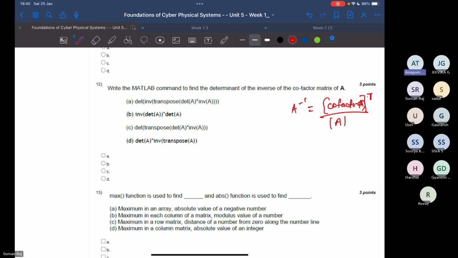If you see in A, B, C, D, there is no matching with this. I see one of the answers there. Actually, this cofactor transpose is called the adjoint of A. There is an option. I think if you look closely, you will be able to find it.